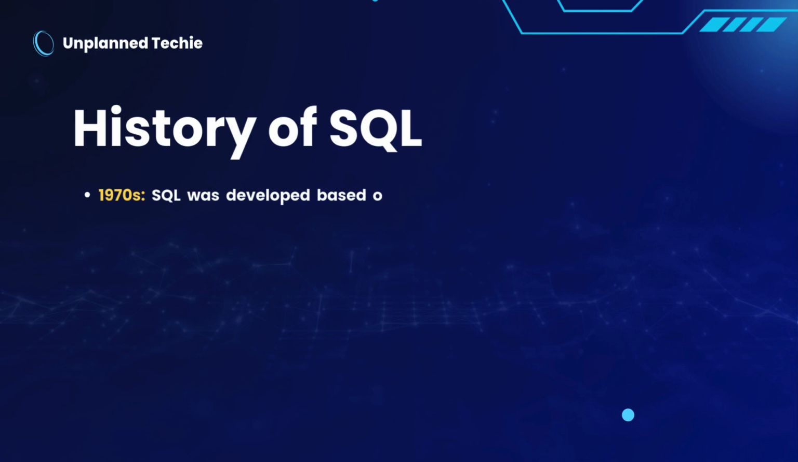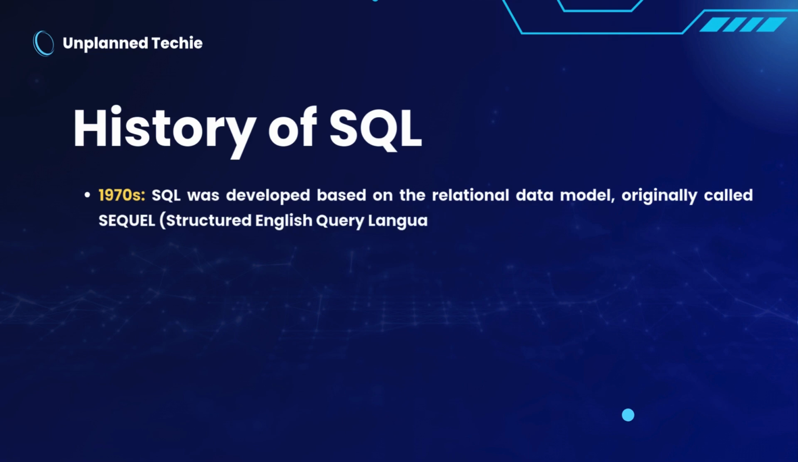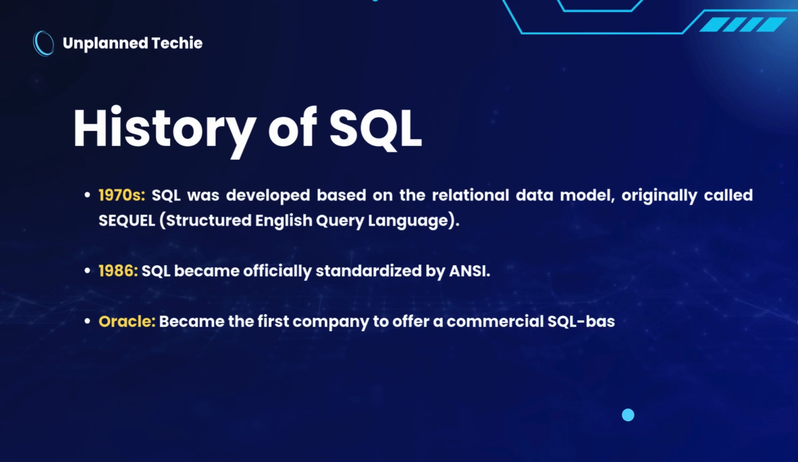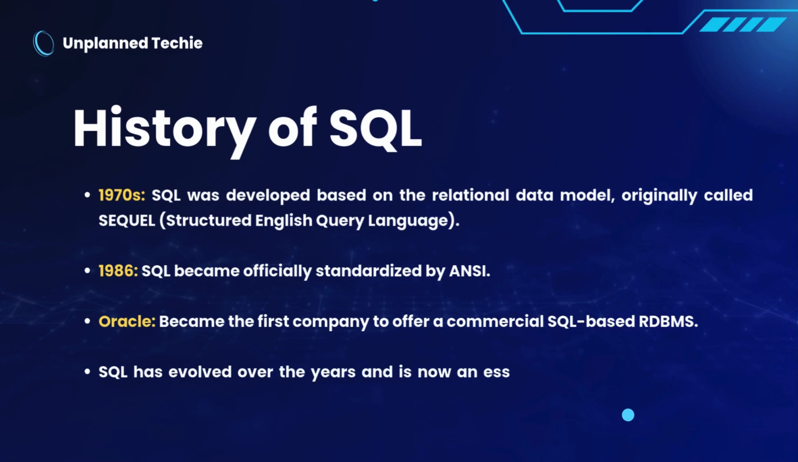Let's take a quick look at the history of SQL. SQL was developed in the 1970s based on the relational data model, originally called SEQUEL, which was later shortened to SQL. In 1986, it became officially standardized by ANSI. Oracle was the first company to offer a commercial SQL-based relational database system. Since then, SQL has evolved to become a vital tool in the world of data management.